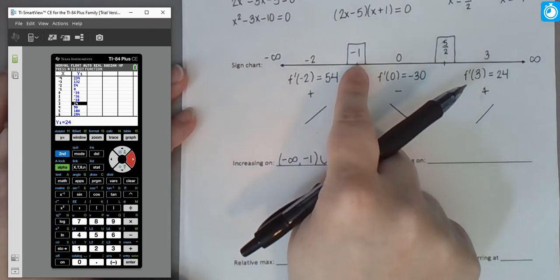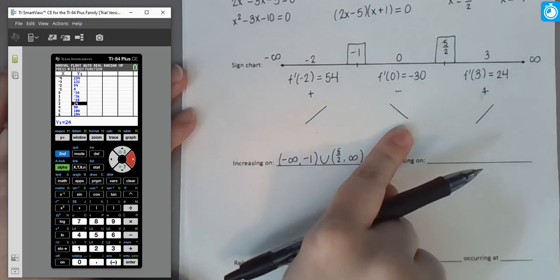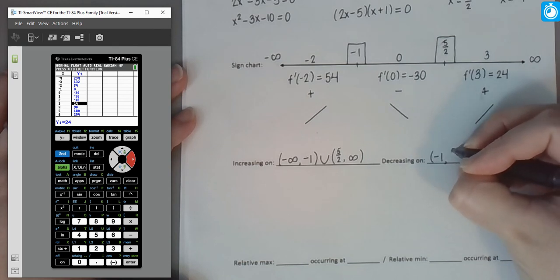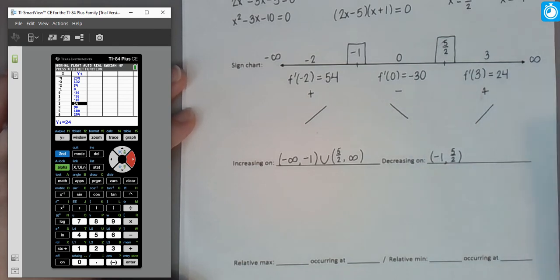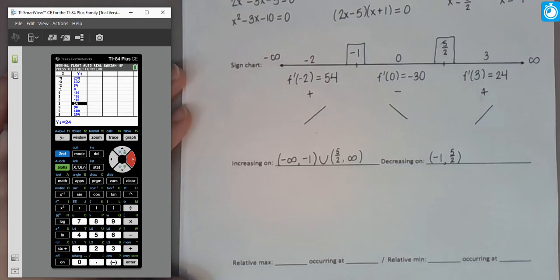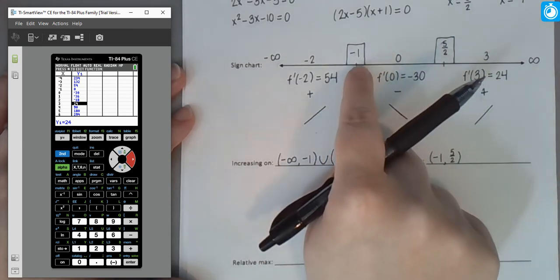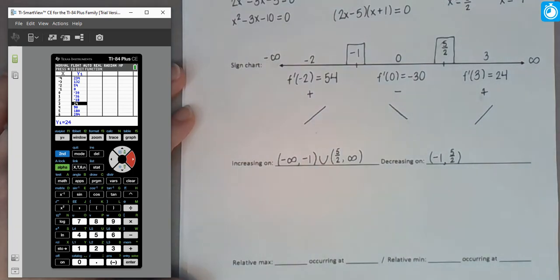Now the interval from negative 1 to 5/2, notice that's where we would be sloped downward. So we're decreasing on the interval from negative 1 to 5/2. And notice again I'm using parentheses because at those two locations the derivative is not negative, the derivative is exactly equal to 0. So that classifies in general what we're seeing with our function in terms of the shape of the graph. It's going to be sloped upward, then sloped downward, and then sloped upward again, and it changes at those two locations, those two critical values.